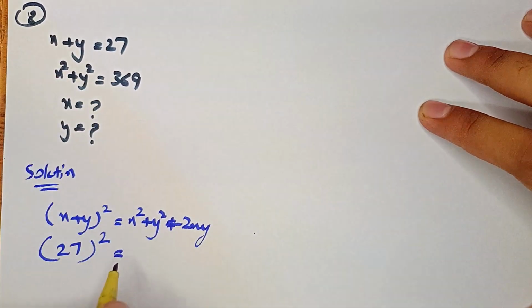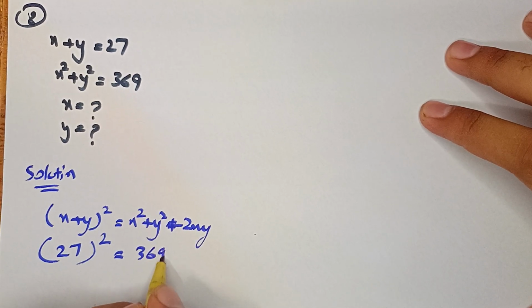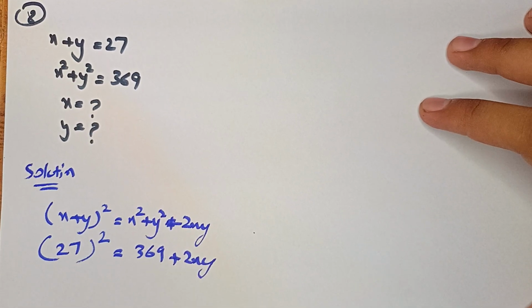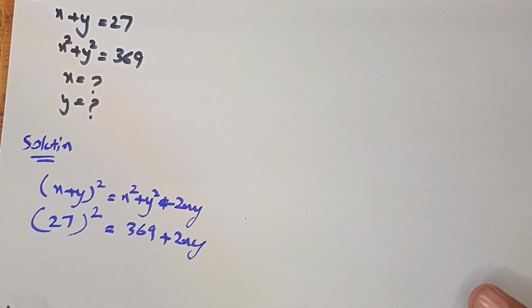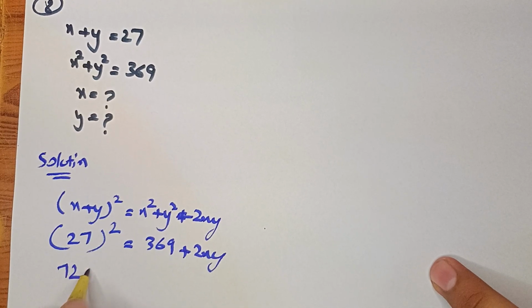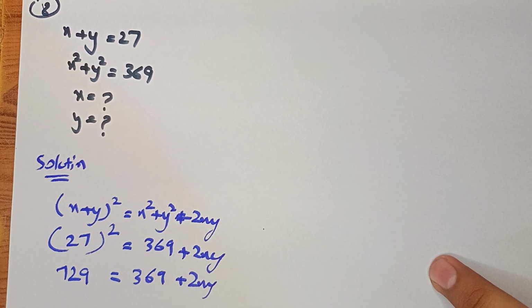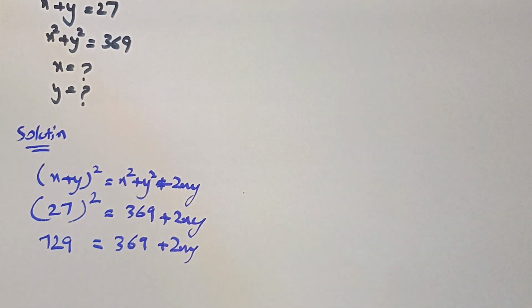x square plus y square is 369, plus 2xy. And the square of 27 is 729. So 729 equals 369, as it is, plus 2xy, and now we have to find xy.